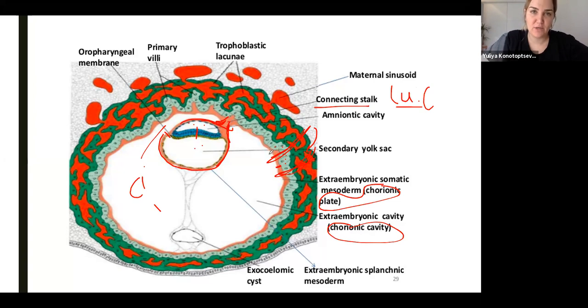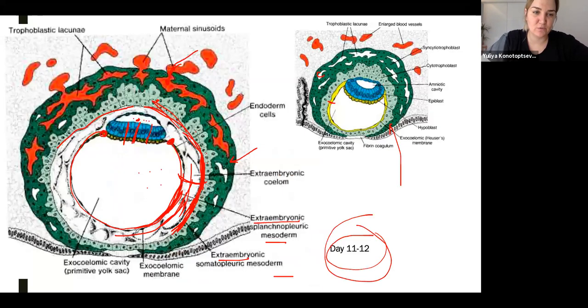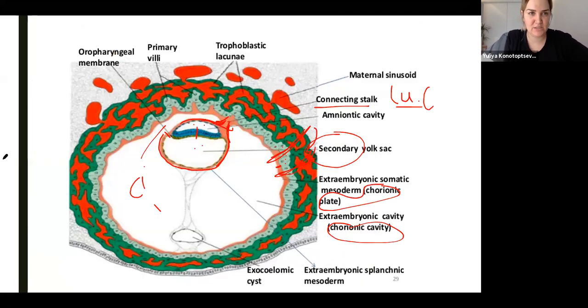Okay, last thing here. It says secondary yolk sac, because last time we checked it was primitive. So what happened? By the way, this is day 14, the second week. Why is it the secondary yolk sac? It is the secondary yolk sac because the original one has burst.